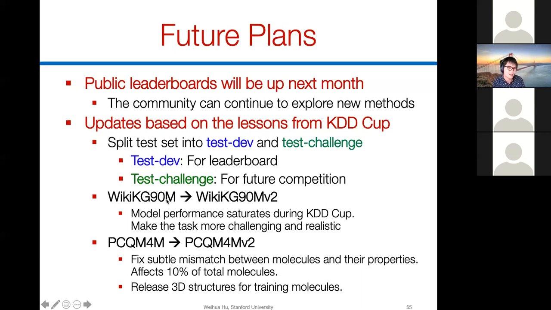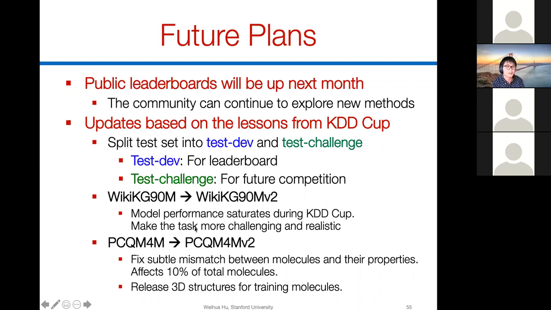Also, as I said in my talk, we're going to update two datasets. One, WikiKG, into version 2, where we observe that on the original dataset, the performance of the winners already achieved 97% MRR, mean reciprocal rank.